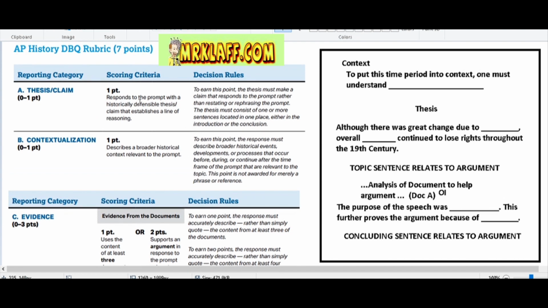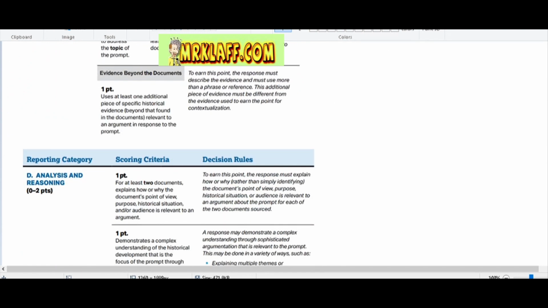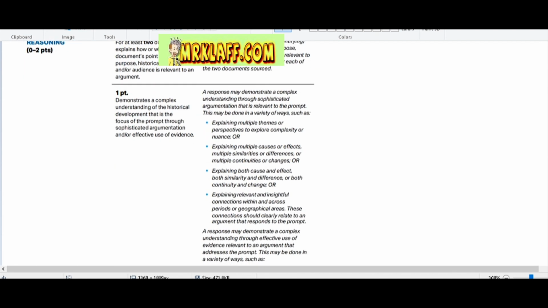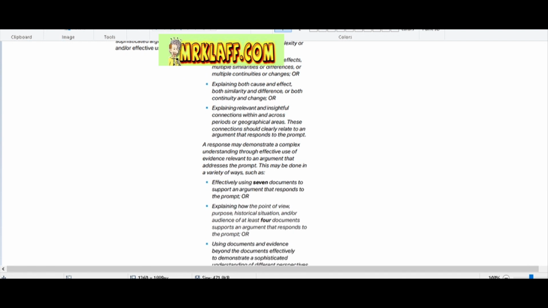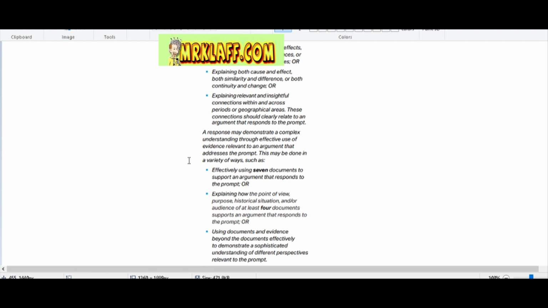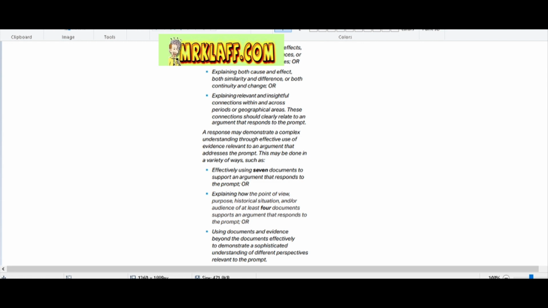So we did thesis, carrying out the thesis, the context, the HAPP: historical situation, audience, purpose, point of view. This is the point that changed the most. What they used to call the unicorn point, because very few people got it, now is pretty clear on how you do it. Talking to students, they have told me the two easiest ways to do it is right here, the 4 documents for the HAP instead of the 2, or the 7 documents instead of the 4. This is probably the most time-consuming way, or I should say the least time-consuming way to do it. 4 documents instead of 2.